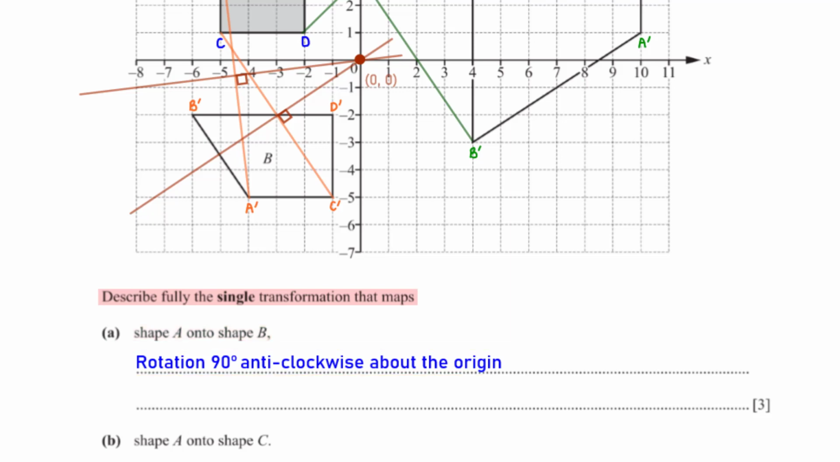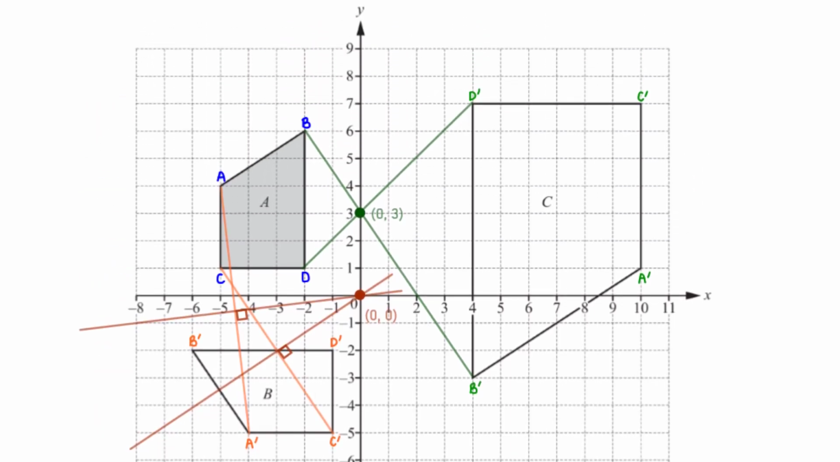Describe fully the single transformation that maps shape A onto shape C. When we look at shape A and shape C, we can tell straight away that this is an enlargement by a scale factor of 2 because each of the sides of the image, which is shape C, is twice its corresponding sides in shape A. We have a negative scale factor in this case because both shapes do not have the same orientation.